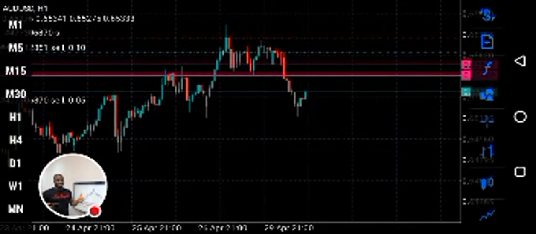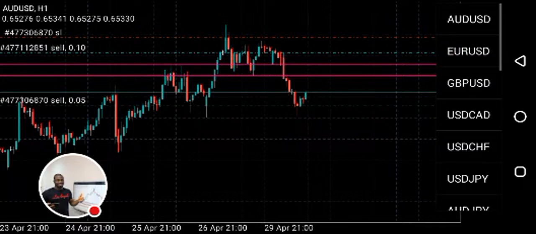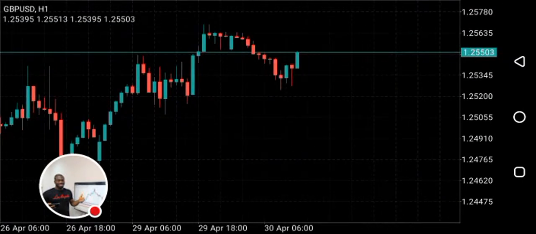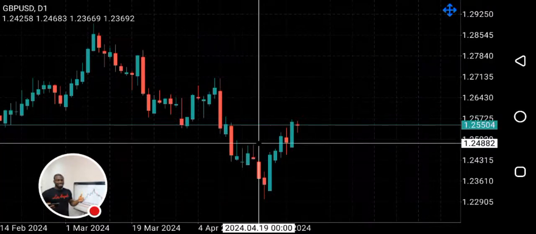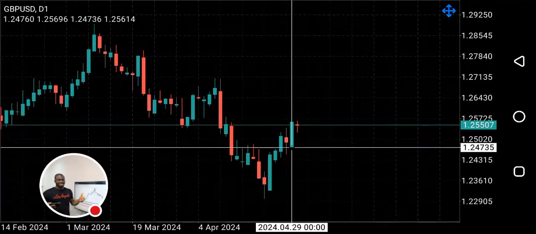Okay, so let's look at GBP USD. GBP USD hasn't done much this week. It's been kind of ranging. Let's start with the daily. Let's see how yesterday's candle closed. So you can see yesterday's candle was strongly bullish. The bulls overpowered the bears yesterday.